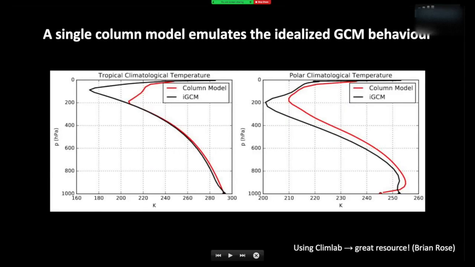So then the single column model does a relatively good job in emulating the behavior of the idealized GCM. Here I'm comparing the climatological temperature of the column model in red and the idealized GCM in black. So it does well in the tropics, it does less well in the high latitudes, especially the inversion. We think it's due to the fact that in the single column model there's no boundary layer scheme. But the temperature change looks okay, so we think it doesn't matter that much. So the single column model, I forgot to say, is using ClimLab, which is a great resource, especially if you're learning stuff. It's really good, so you should use it.